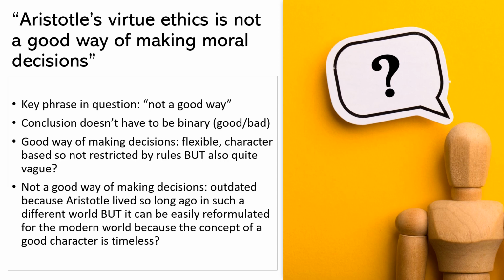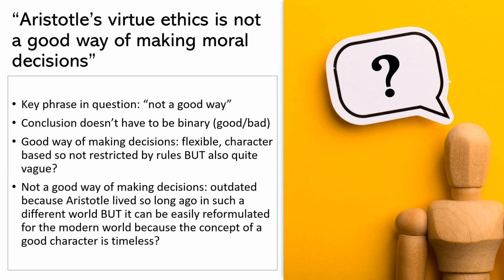So on the one hand, it's a good way of making decisions because it's flexible and it's character-based, so it's not so restricted by rules. And you could draw a little bit of a comparison with something like natural moral law, where the rules can sometimes be a bit restricted. But the downside of it not having rules is it's vague. It's not always very easy to interpret.